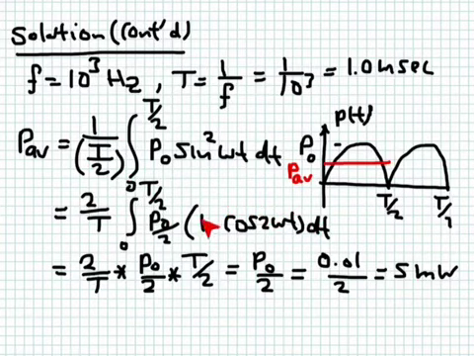So the only term that is going to remain is 1. The integral of 1 dt will give you T over 2, but this T over 2 will cancel out with 2T to give you 1. Then the only term that's going to be remaining is P naught over 2. We calculated P naught in the previous slide. It is the amplitude of the power. It's 0.01. So the final answer for this question is 5 milliwatts.